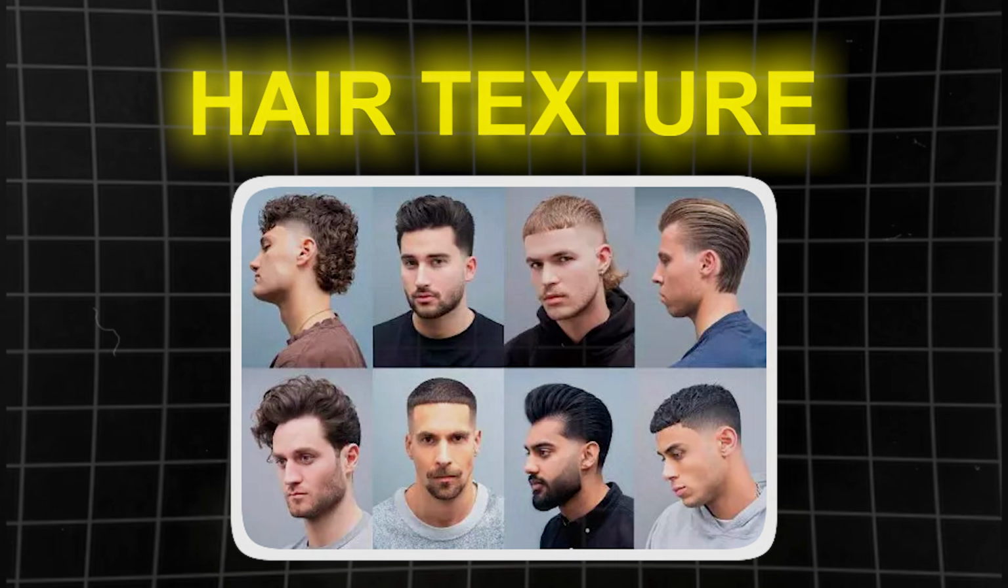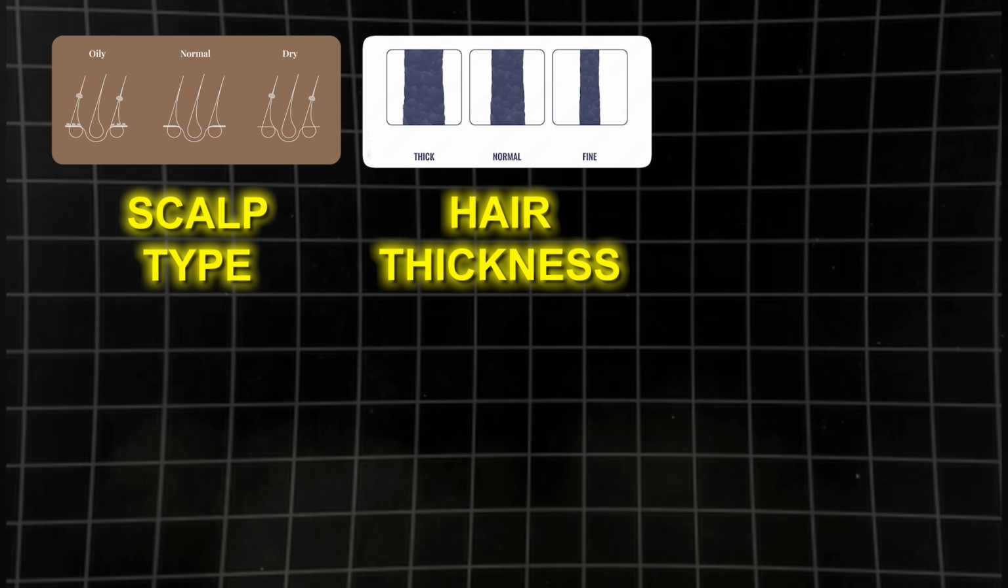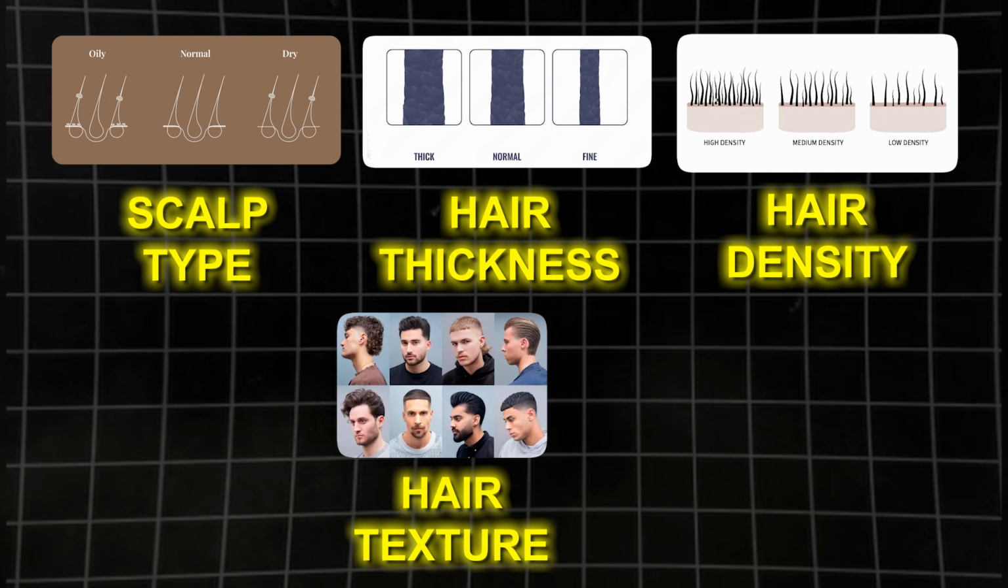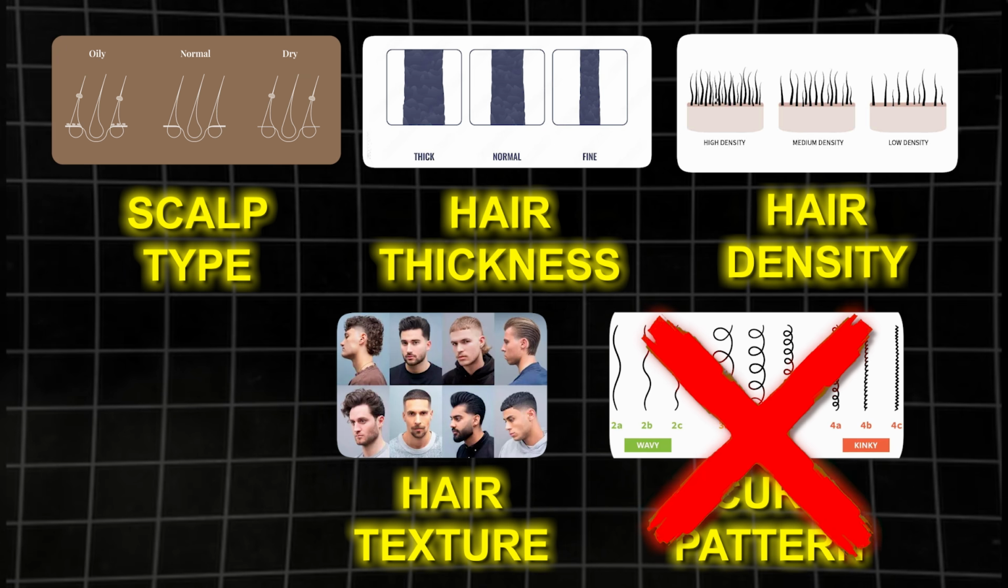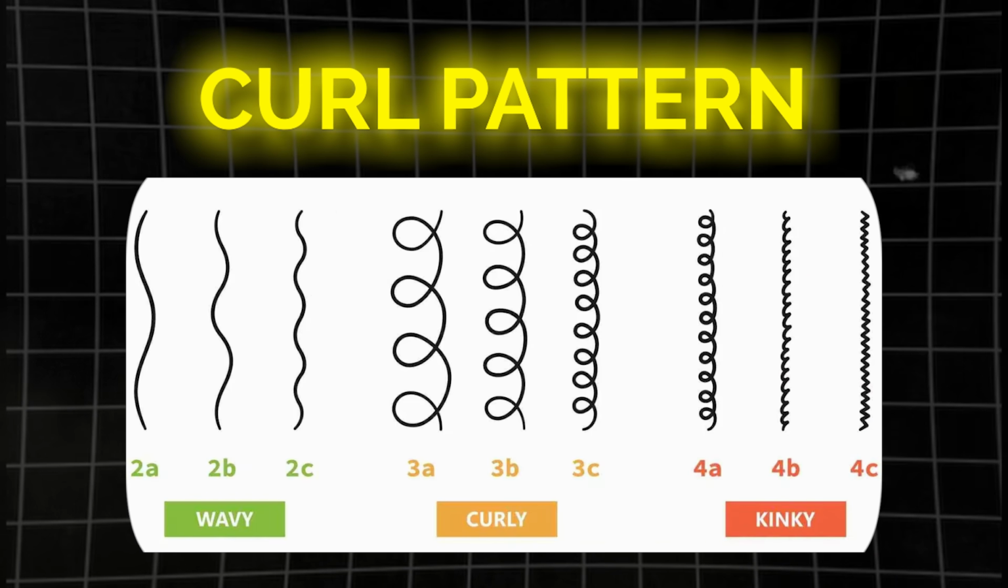Now that you have also figured out your hair texture, let's go over to figure out your curl pattern. I hate to break it to you, but the curl pattern is really the least important one, because the products that you actually should use should be based on all the other types that I just talked about: your scalp type, your hair thickness, your hair density, and your hair texture, not really on your curl pattern.